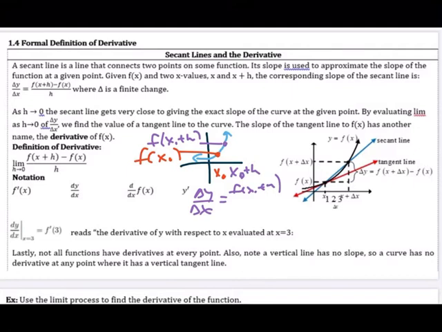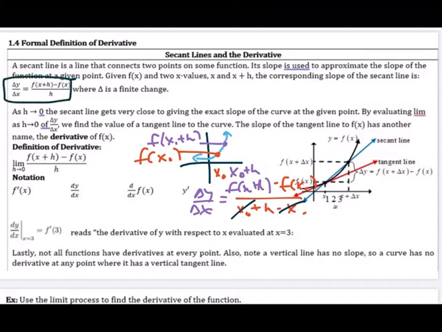So y2 in this case is going to be f of x naught plus h. y1 in this case is going to be f of x naught. x2 minus x1 is going to be x naught plus h minus x naught, and you'll notice that these two x naughts are going to subtract to be 0. So that gives us this equation right over here: the slope, or the change in y over the change in x, of our function between the points x naught plus h and x naught.